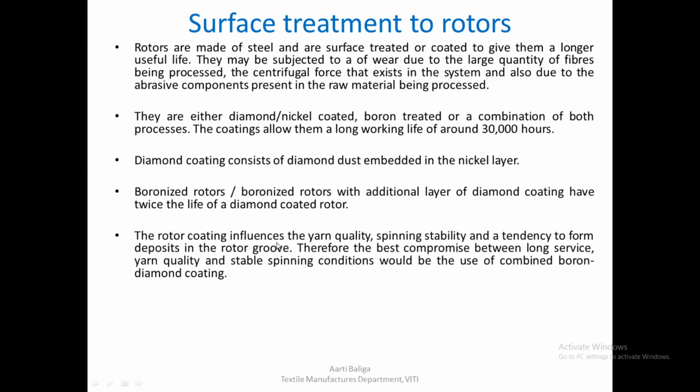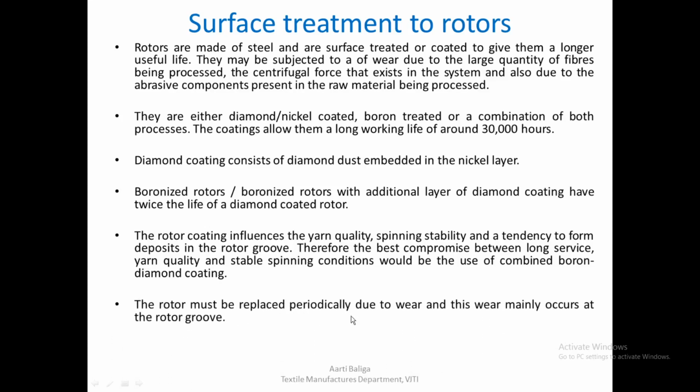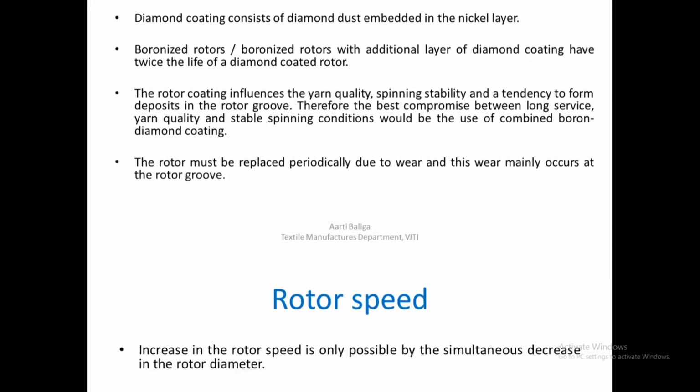The rotor coating influences the yarn quality, spinning stability, and the tendency to form deposits in the rotor groove. So the best compromise between a long life and yarn quality, as well as stable spinning conditions, would be to use a combined boron diamond coating. The rotor must be replaced periodically due to wear, and this wear we normally find in the rotor groove, because of which the rotor needs to be changed. Otherwise, the yarn quality in terms of its compactness, hairiness, etc., that we have seen earlier, will change.